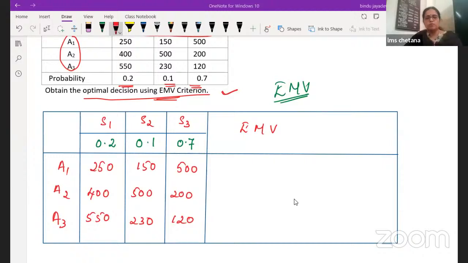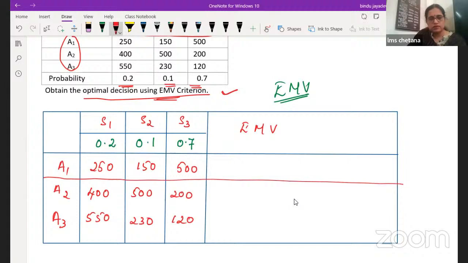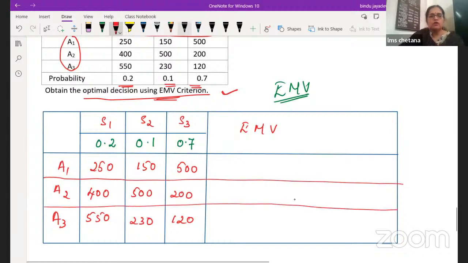Finished? Now, please listen, all of you. Now I'll make one line here, and a line here. Okay. Now, this is without decision tree. The question is only to find the optimal solution by using EMV criteria. You have to make the column and do it. Therefore, how to do it?